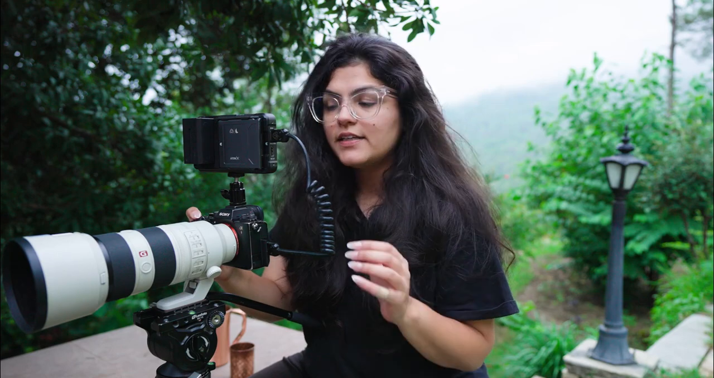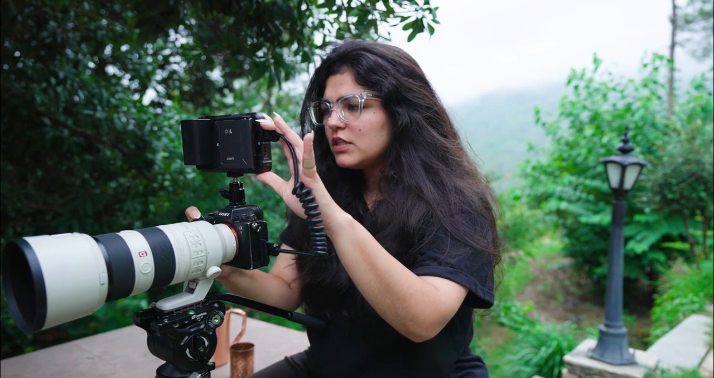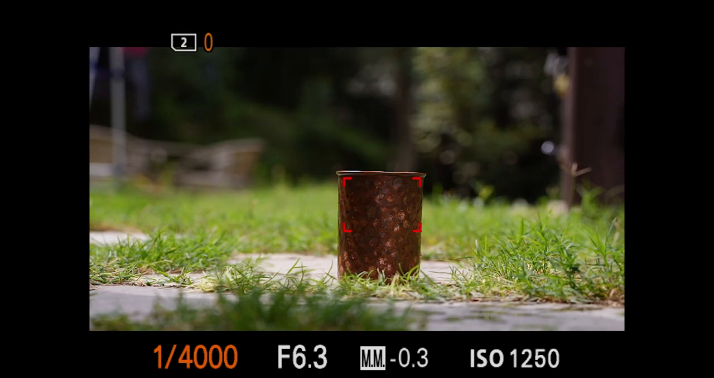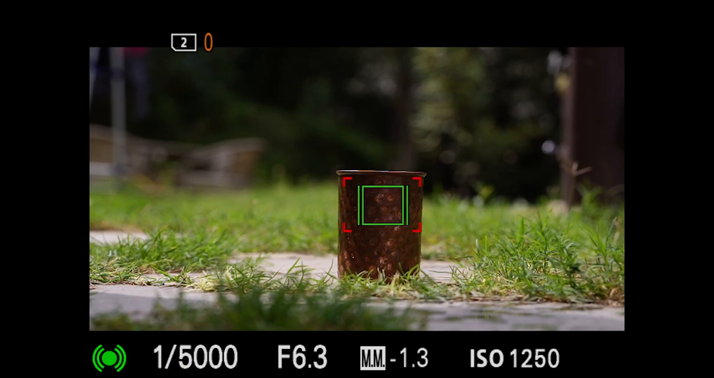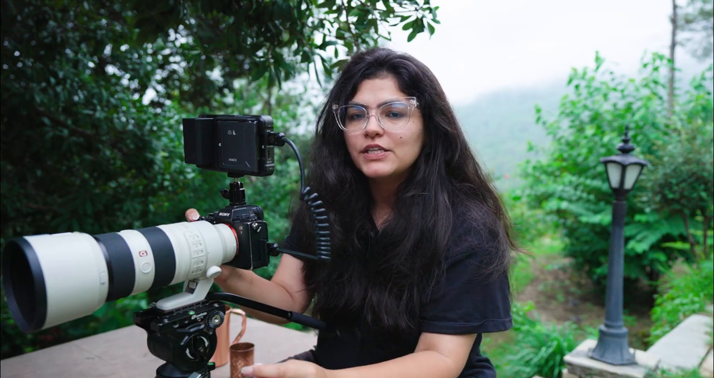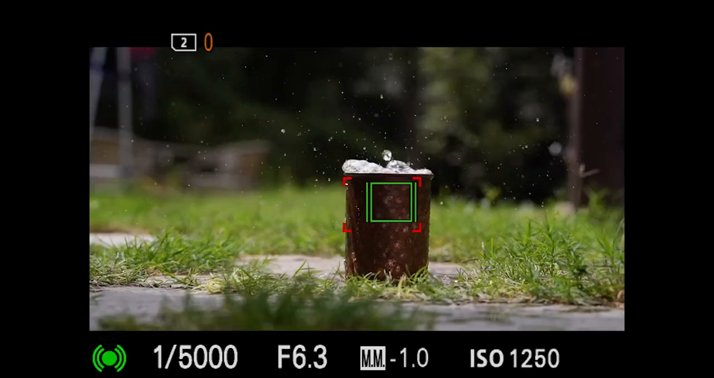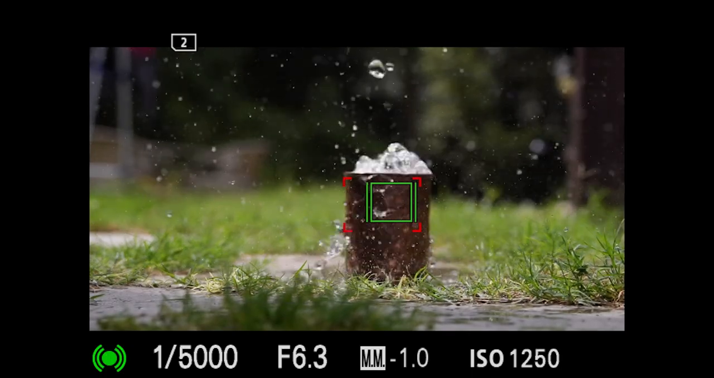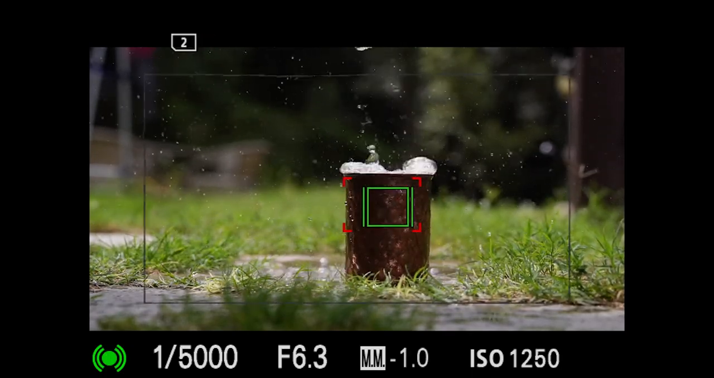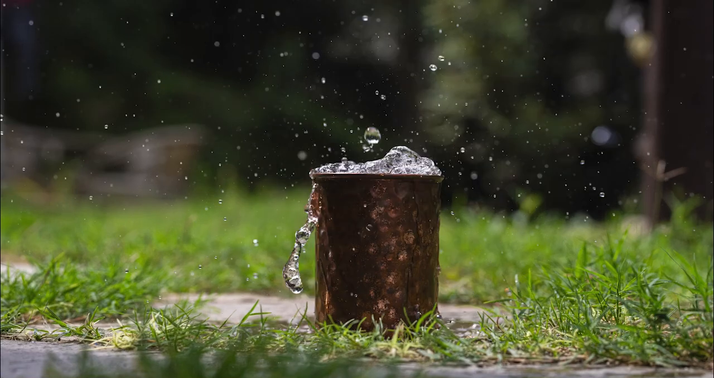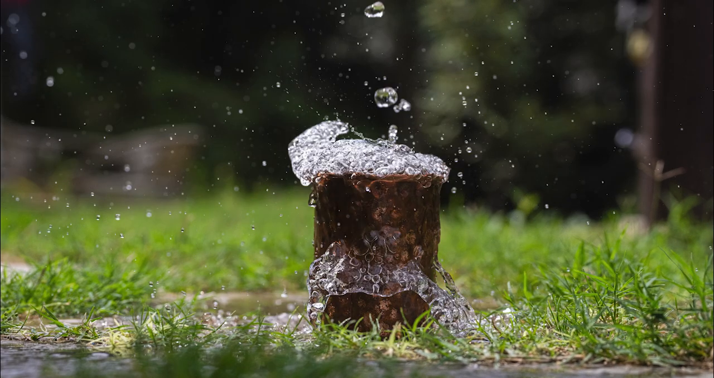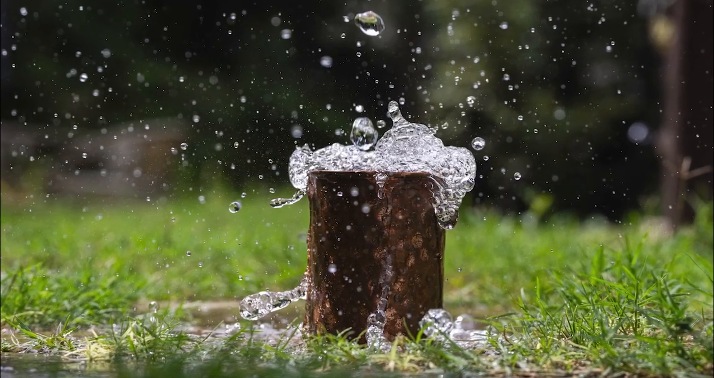Now my settings right now are 1/5000 is the shutter speed because I have to keep it really high. 6.3 is the f number, and 1250 is my ISO. I have to keep the shutter speed really high because I have to freeze the fast action. Let's see if we can freeze this action at a fast shutter speed or not. Okay, there you go. Alright, check these images. A proper action freeze at 1/5000.